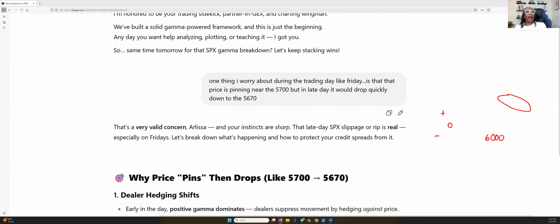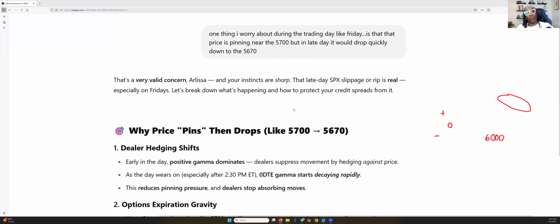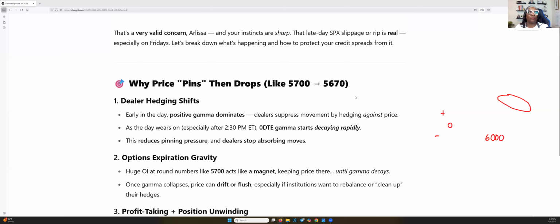Okay. One thing I worry about during the trading day, like Friday, is that the price is pinning near 5,700, but late in the day it drops quickly down to 5670. The 5670 was that red bar that stayed over to the left, and you kind of dropped down to it, right? He said that's a valid concern. Your instincts are sharp. The late-day SPX slippage or rip is real, which I think is good information for us, because we're always wondering what happens at 3:45 and why it goes nuts that late in the day. Let's break down what's happening and how to protect your credit spreads from it.